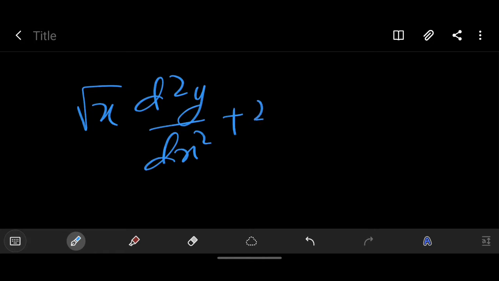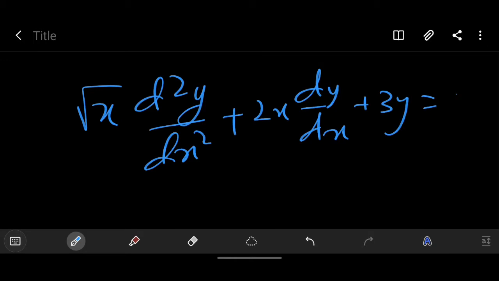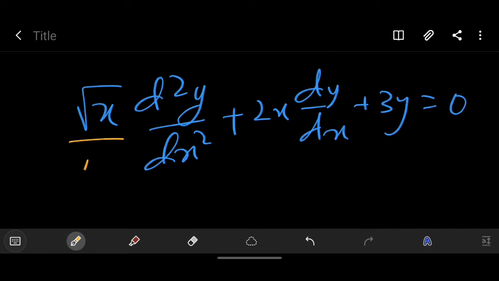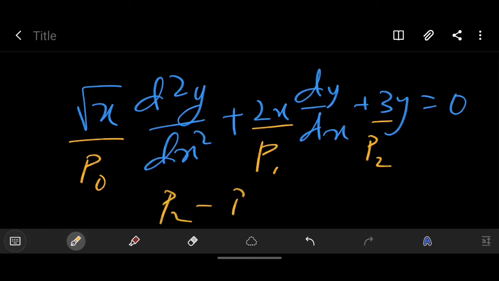Let's take an example here, which is root of x d squared y dx squared plus 2x dy dx plus 3y is equal to 0. So let's see, here is p0, here is p1, and here is p2. The condition for exactness is p2 minus p1 first derivative plus p0 second derivative, which has to be 0.